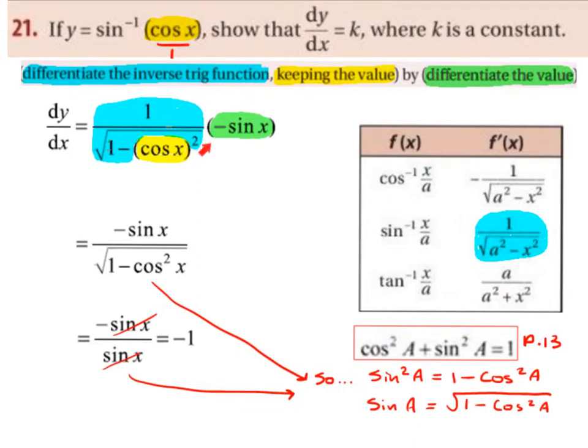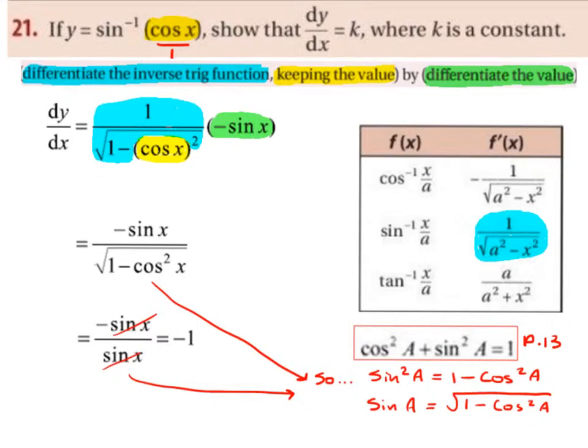So the blue section is where we've differentiated the inverse trig function. And the yellow part, cos x, is where we've kept the value. We've kept the angle cos x. And we multiply that by the derivative of the value, so the derivative of cos x. And the derivative of cos x is minus sine x. So you get that from your formula book.